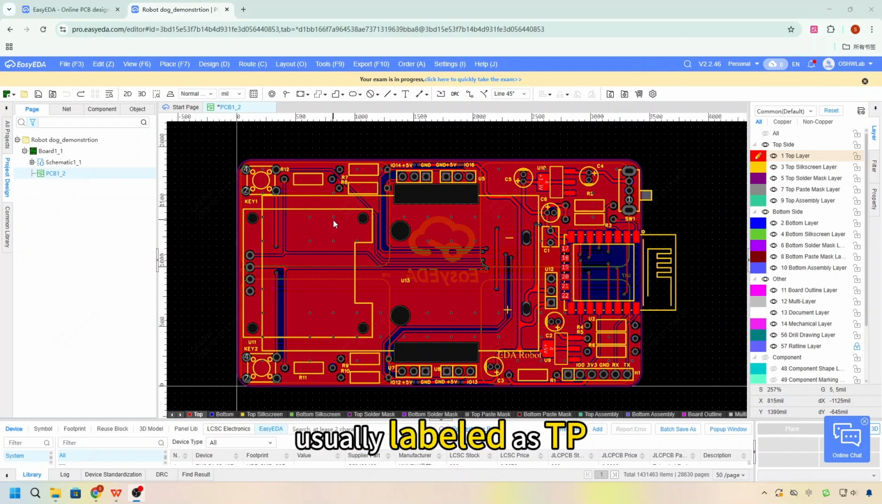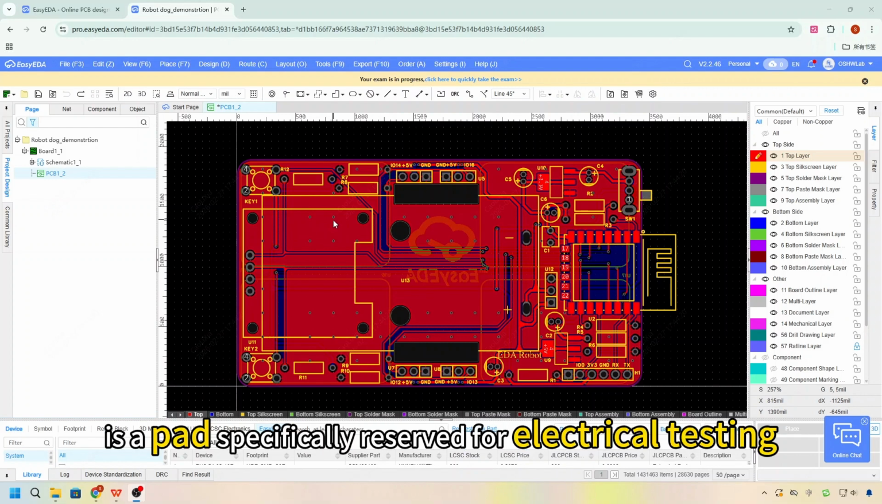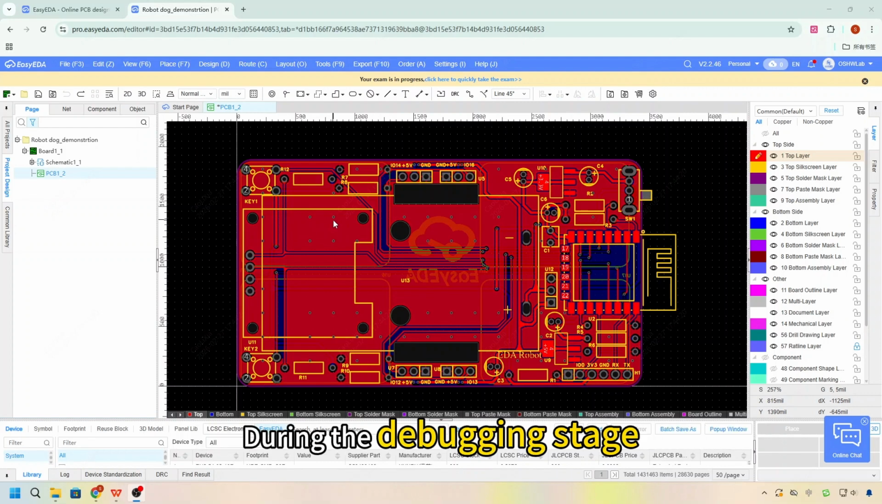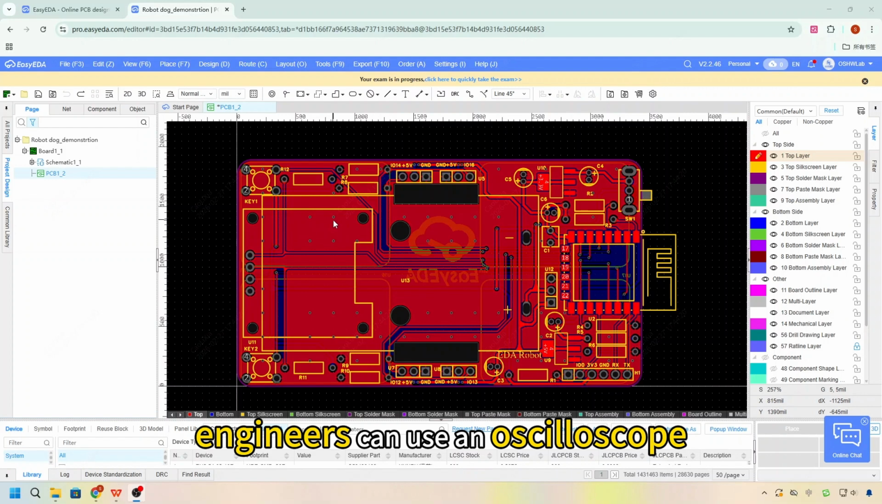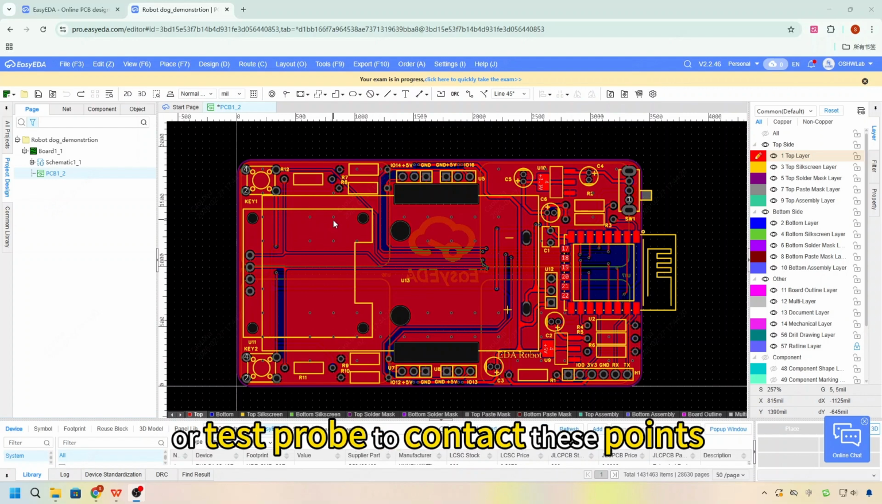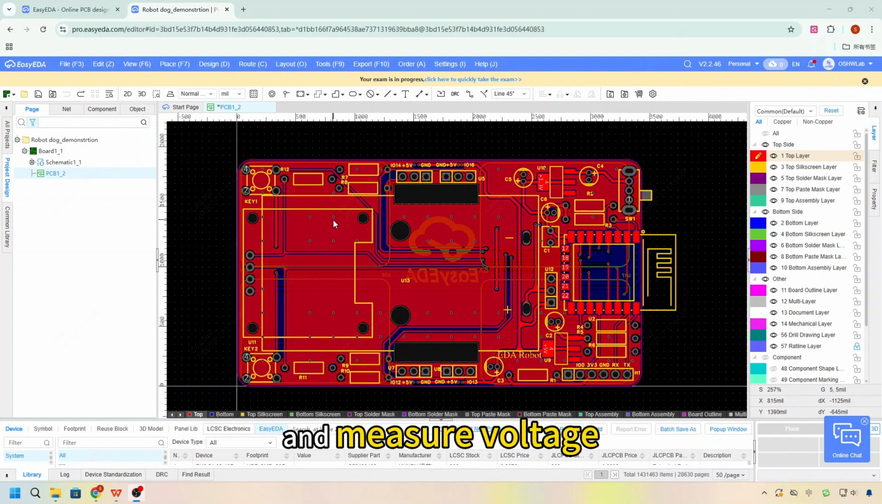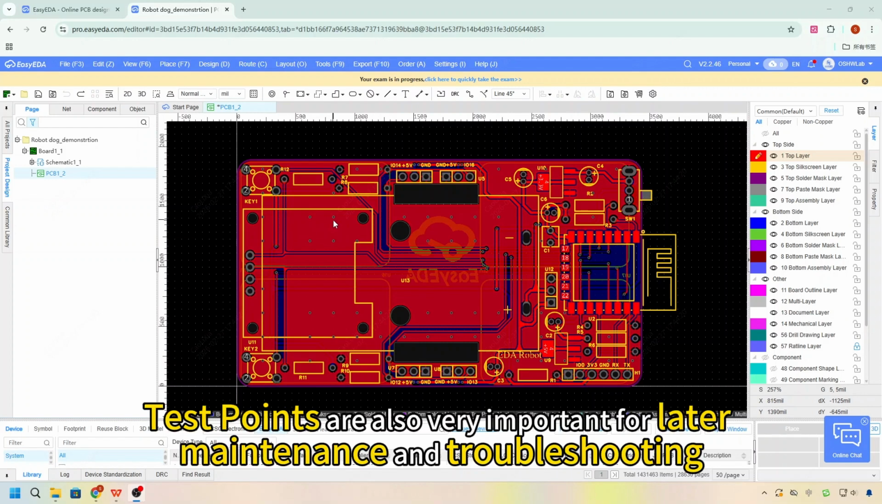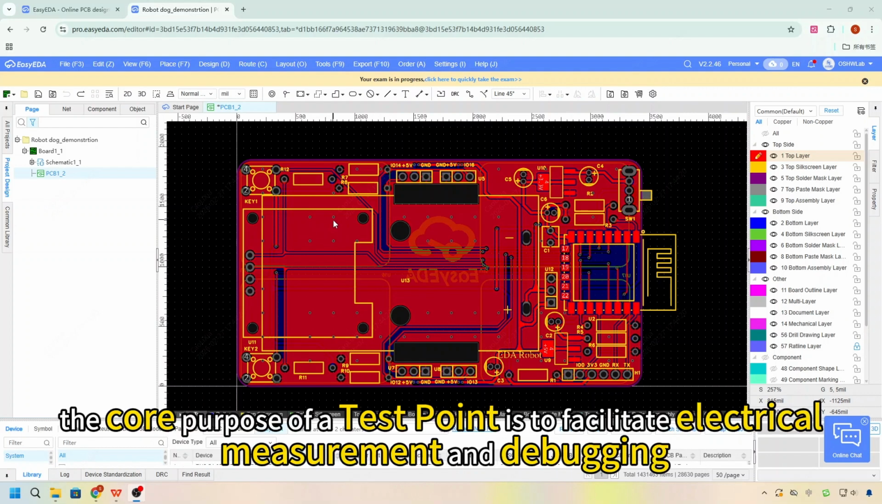A test point, usually labeled as TP, is a path specifically reserved for electrical testing. During the debugging stage, engineers can use an oscilloscope, multimeter, or test probe to contact this point and measure voltage, current, or signal waveforms. Test points are also very important for later maintenance and troubleshooting. So, the core purpose of a test point is to facilitate electrical measurement and debugging.